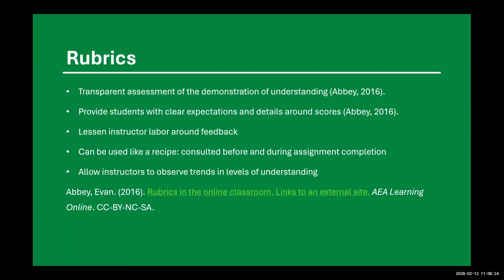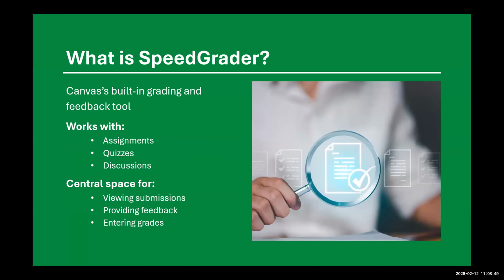It can also allow instructors to observe trends and understanding, right? If you have like 40% of your class that miss a particular criteria, what does that tell you? Maybe a little more instruction or different kinds of instruction is needed in that area. And I think that's my last slide. Next slide, please. Yep, I'm going to hand it over to Lori.